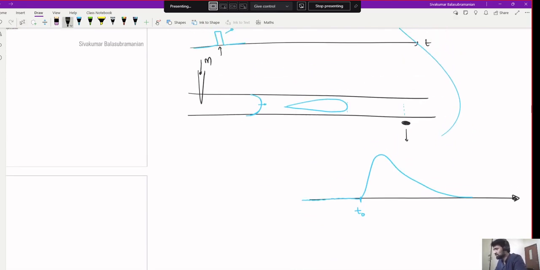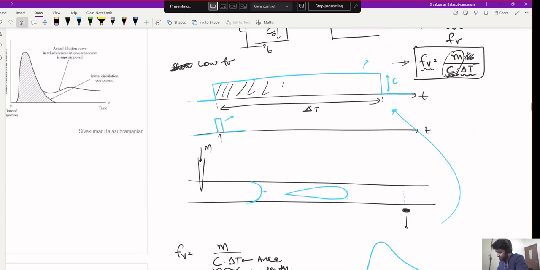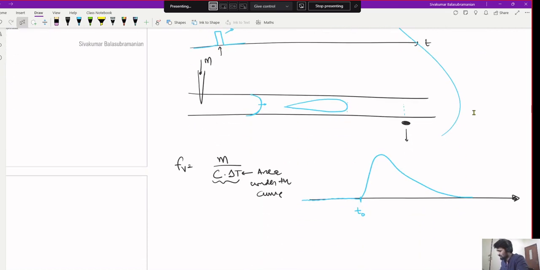the way this situation is dealt with is, instead of saying flow rate is M by C delta T, this is simply the area under the curve. You do the same thing here. And how will you find the area under the curve? Let's say this is C of t. So we know M that was introduced. We know C of t.